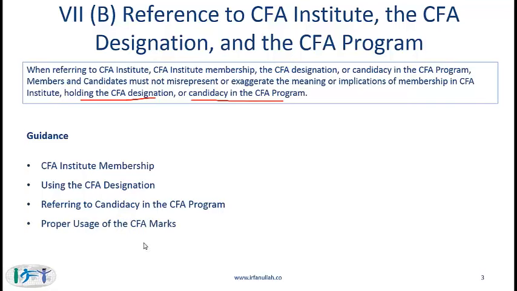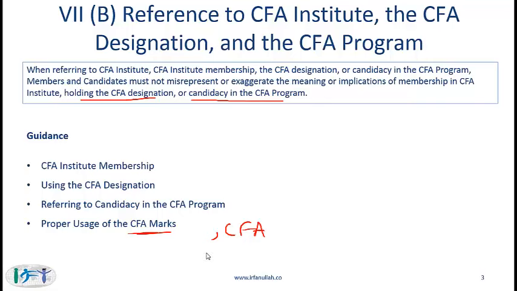Proper usage of the CFA marks. Once you earn the charter, then essentially the way you can use the CFA mark is by saying your name, so Arif Irfanullah, CFA. Highlighting this or italicizing or making it bold is not acceptable. Here I would encourage you to look at Exhibit 4, which shows how the CFA marks can be used. Also, keep in mind that the CFA mark should always be used as an adjective and never as a noun.